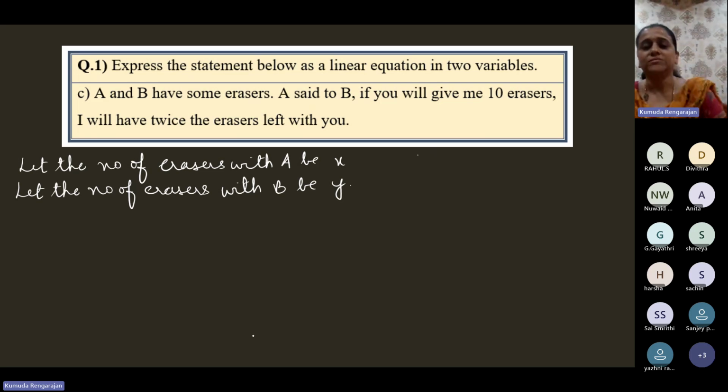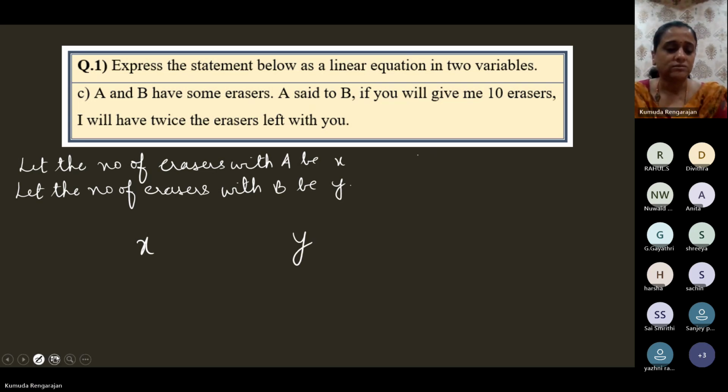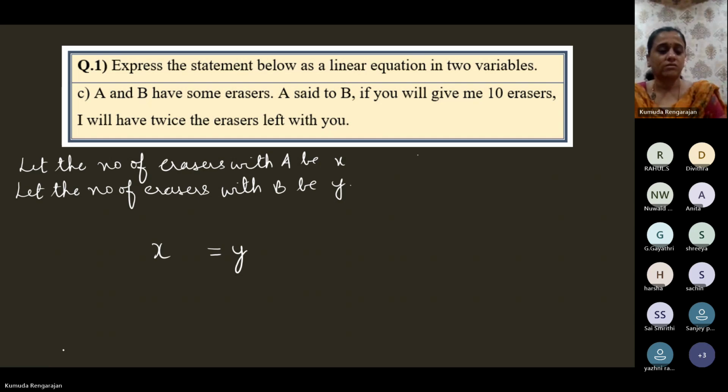A said to B, if you will give me 10... We'll just write X and Y on both the sides, children, and put an equal to sign. You will understand why. Now you will understand.